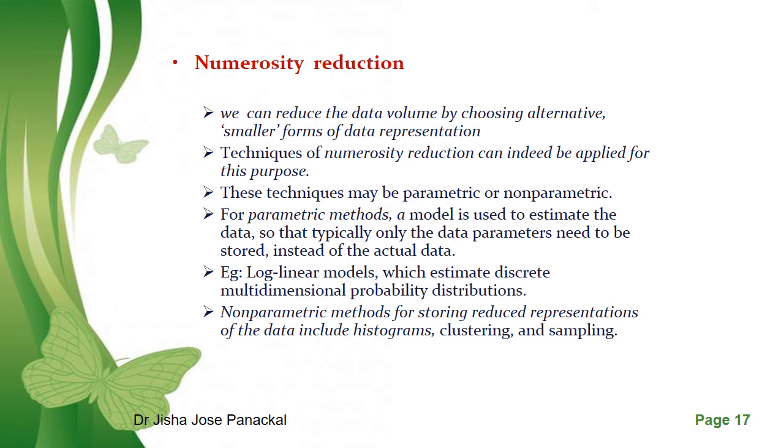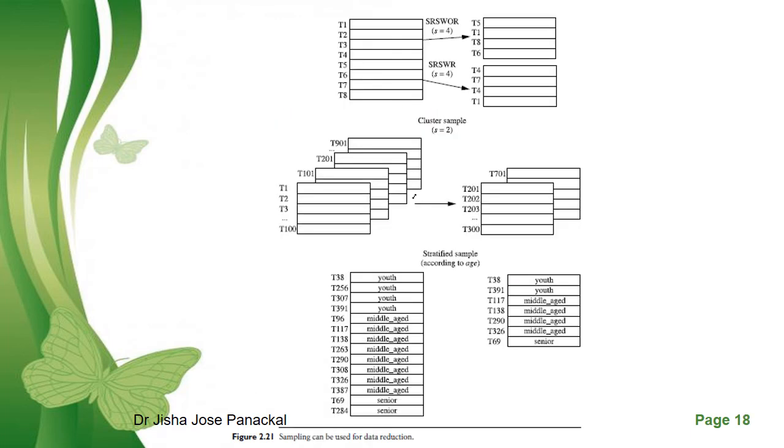Or we can use the non-parametric method. It is for storing reduced representations of the data, including histograms, clustering and sampling. For representing the data, we can use some representation models or graphical representations like histograms or clustering model or sampling. This is an example for sampling. This is used for reducing the data set.